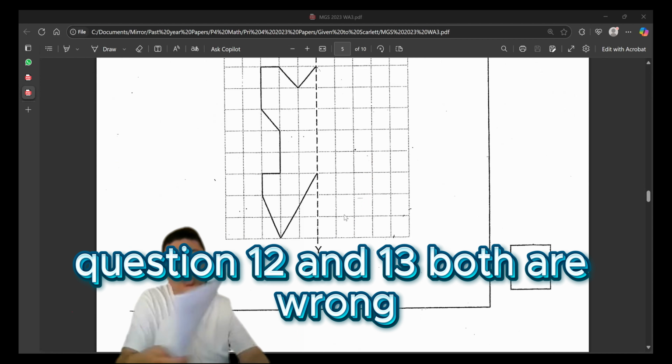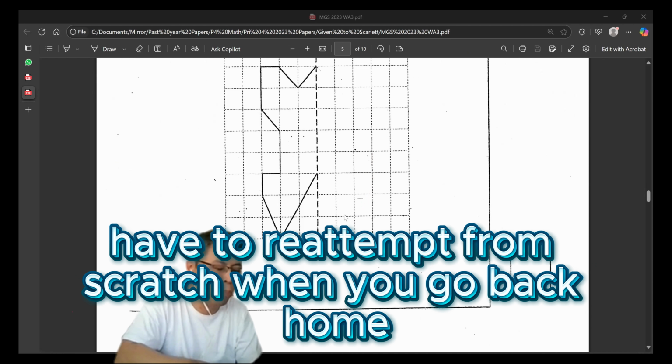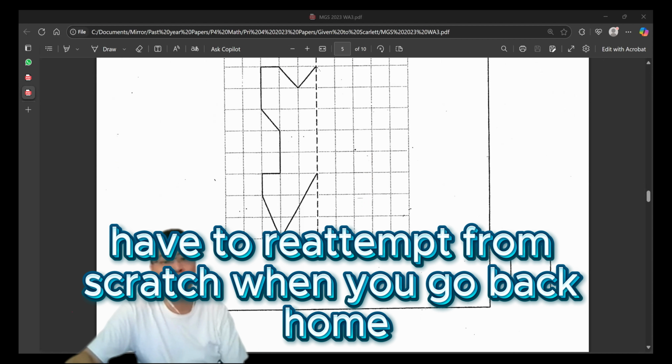Question 12 and 13, both are wrong. You have to re-attempt them from scratch when you go back home.